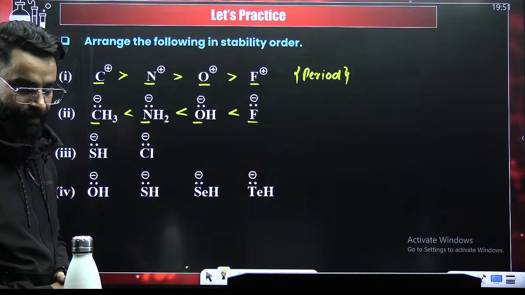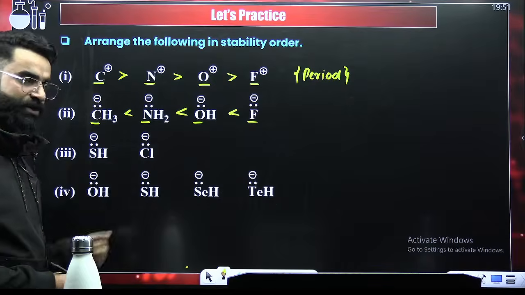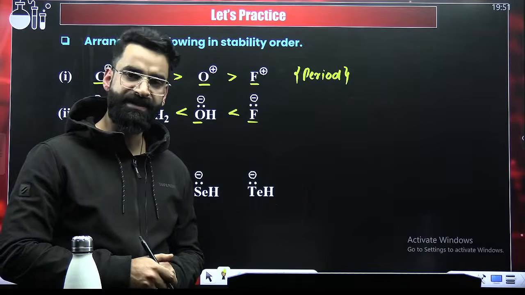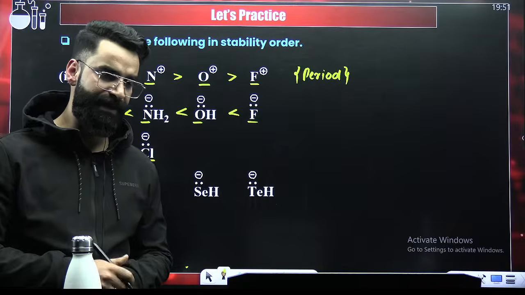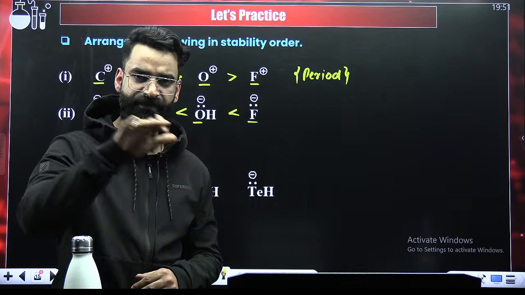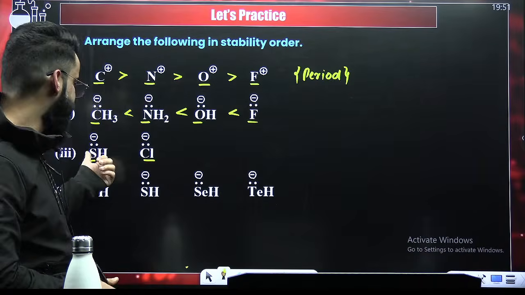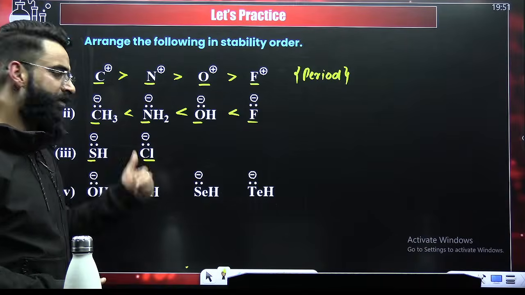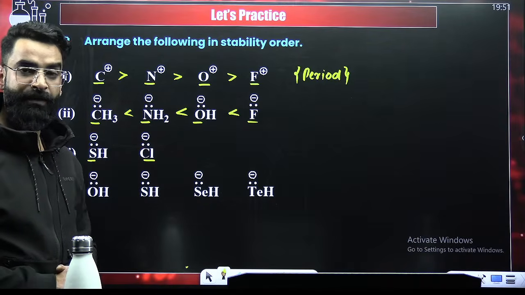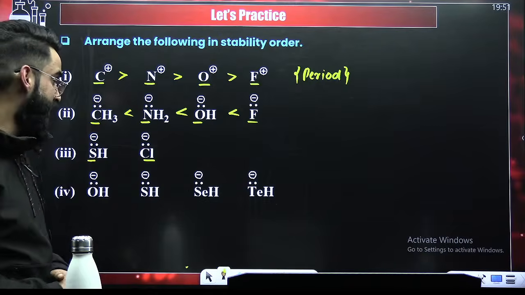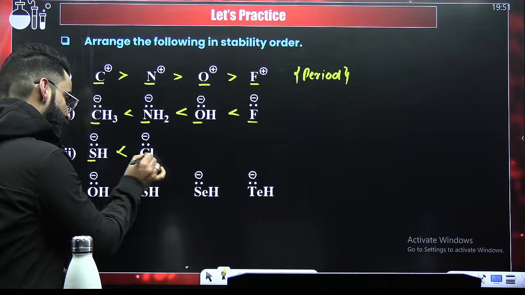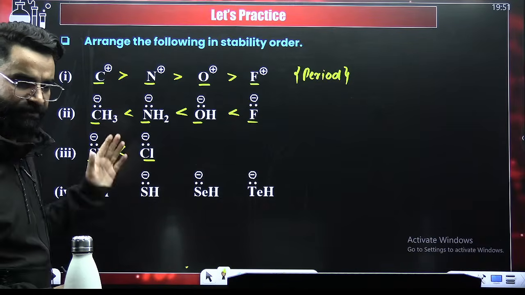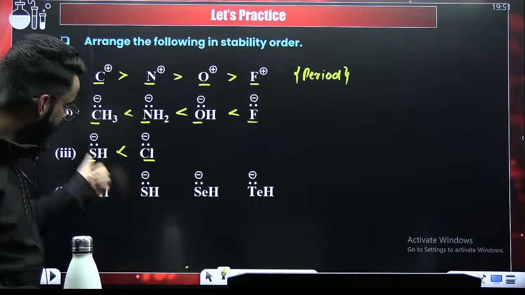Understood? Similarly, guys, talk about this particular question. Sulfur carrying negative, chlorine carrying negative. Sulfur and chlorine again belong to the same period. Sulfur has atomic number 16, chlorine has atomic number 17. So if they belong to the same period, talk about electronegativity again. Negative charge is more stable on the more electronegative element. Since chlorine is more electronegative than sulfur, negative charge is more stable on chlorine than on sulfur. Yeah?